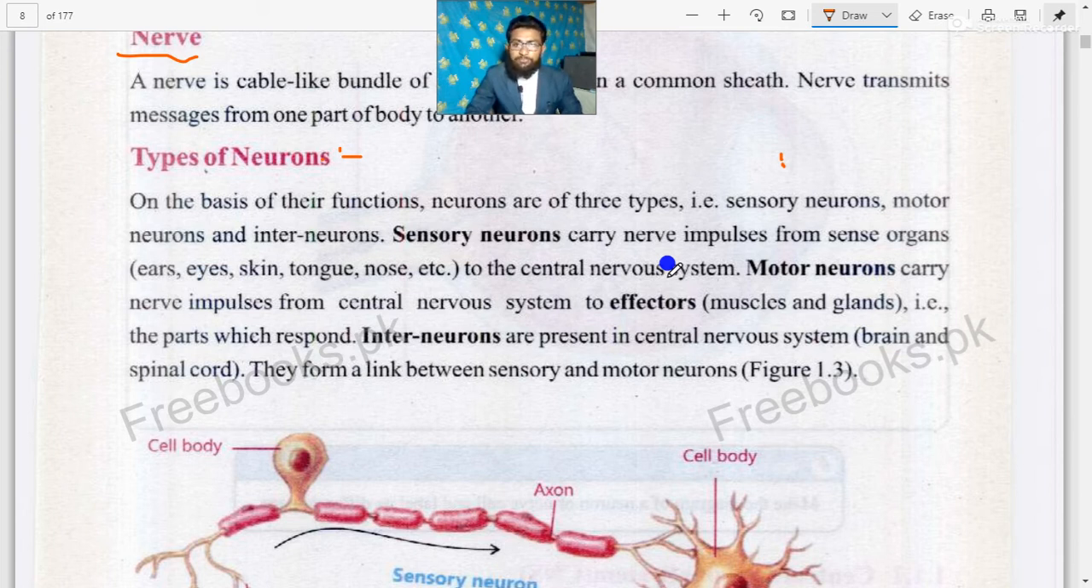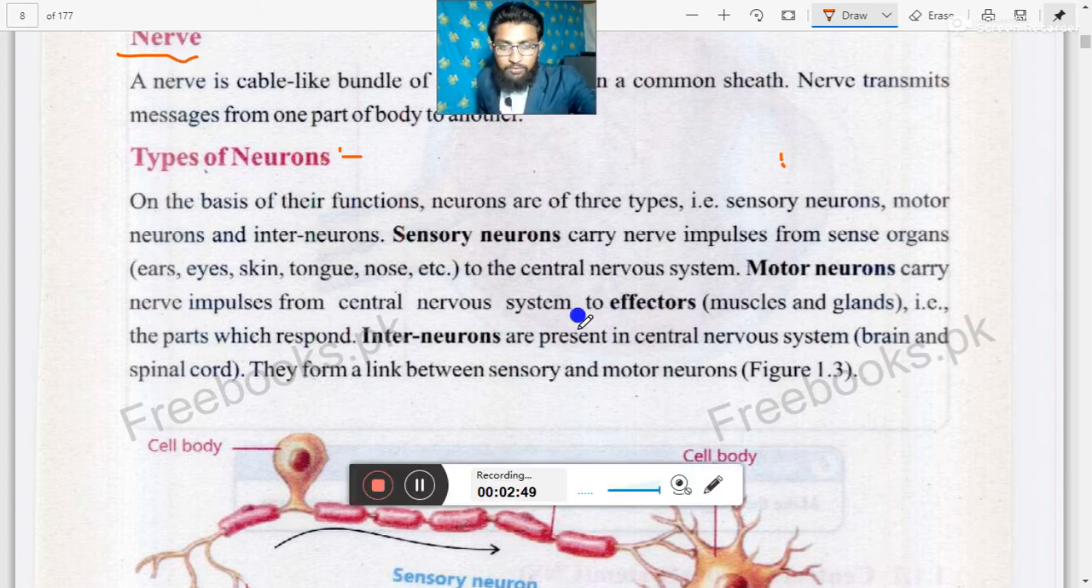Dear cadets, next we have the second type of neuron. This type of neuron is the motor neuron. Motor neurons carry nerve impulses from the central nervous system to the effectors. Dear cadets, we know very well what the central nervous system is. It contains a brain and spinal cord.